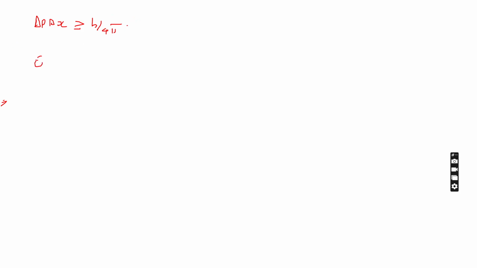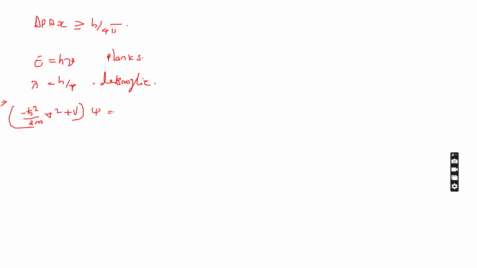So in summary, we can say E is equal to h nu. This is given by Planck. Lambda is equal to h by p. This is de Broglie. And minus h cross squared by 2m del squared plus V of psi is equal to E psi. This is Schrodinger. Then psi squared dx, that is Born. Then similarly delta x delta p greater than or equal to h by 4 pi, it is Heisenberg.